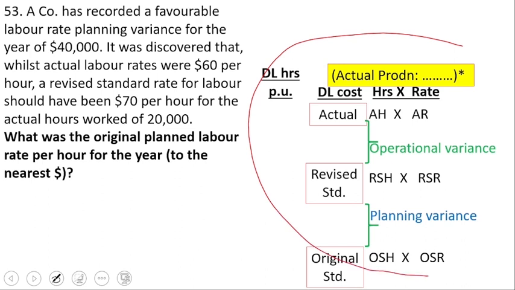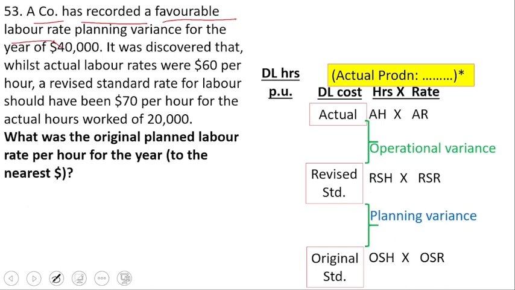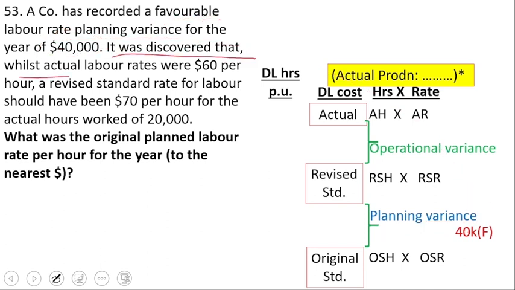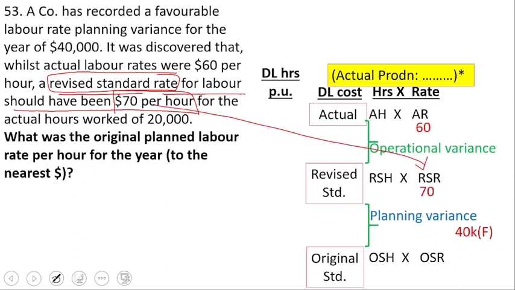So I have copied the format here. Question number 53. A company has recorded a favorable labor rate planning variance for the year of $40,000. So planning variance is coming here. So we will key in $40,000 favorable here. It was discovered that while actual labor rates were $60 per hour, so we will enter that too. So actual rate is 60. Revised standard rate for labor should have been $70 per hour. So the revised standard rate is also given. So revised standard rate is $70.